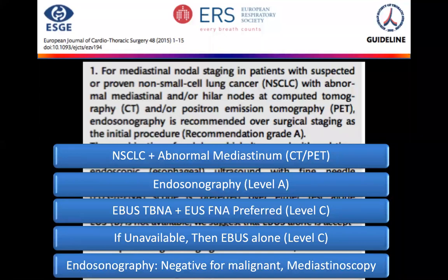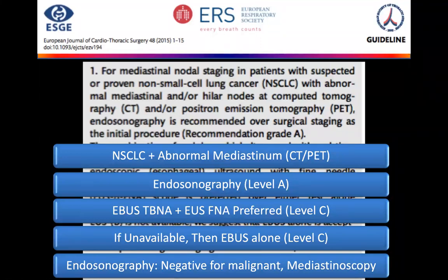Actually, if EBUS is negative, but the mediastinum is positive on PET scan, you have to do a mediastinoscopy to prove that that needle biopsy was correct. So you cannot operate on a patient with a lobectomy on the grounds that EBUS was negative.